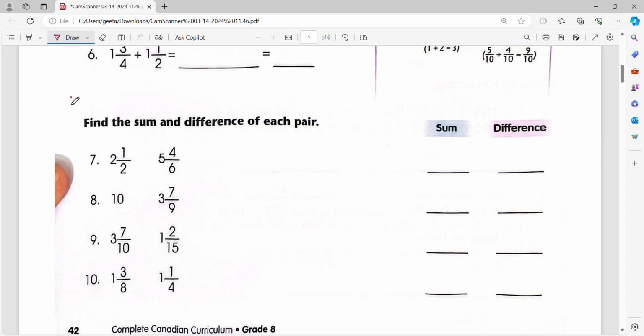Okay, beta. So we have to start from this question. Find the sum and difference of each pair. Pairs are given to you. First of all, we will find out the sum.